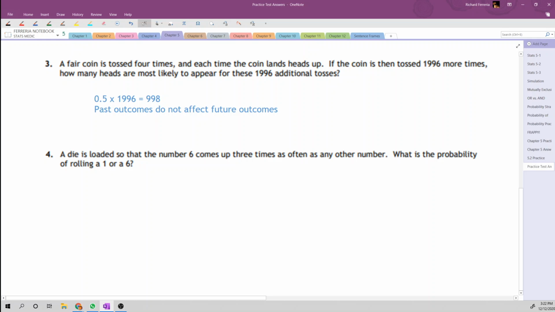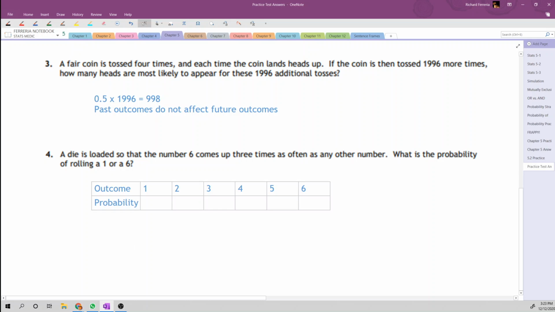Finally, we have question 4, and a die is loaded so that the number 6 comes up 3 times as often as any other number. So what's the probability of rolling a 1 or a 6? Well, in order to figure out this probability, we're going to have to take a look at the probability distribution model for this event. So there are 6 possible outcomes, and they are numbered 1 through 6.